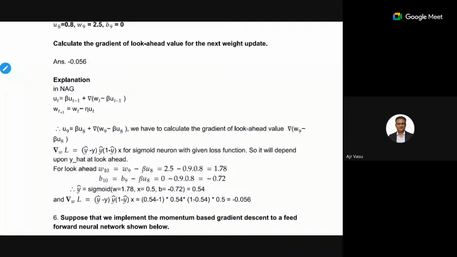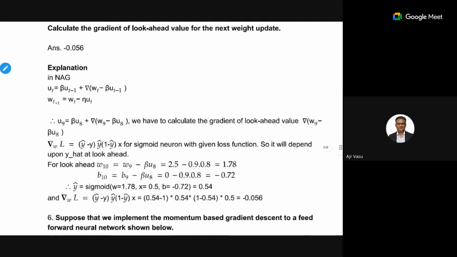W9 minus current minus. For the look ahead part, they are taking it. So you have to calculate the look ahead, right, sir? That was the previous term only, right? So you're saying we never computed U9?